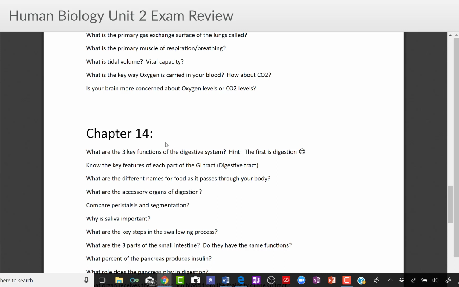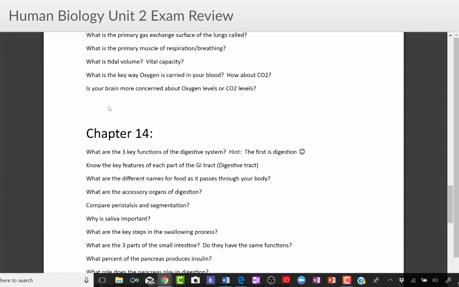So we know hemoglobin carries oxygen, but it can also become carbaminohemoglobin and pick up carbon dioxide. And it can just be carried in your red blood cells, or it can be carried as carbonic acid. So there's actually three ways you carry carbon dioxide back to the lungs, only one real way you carry oxygen towards your cells. Last one for this chapter, is your brain more concerned about oxygen levels or CO2 levels?